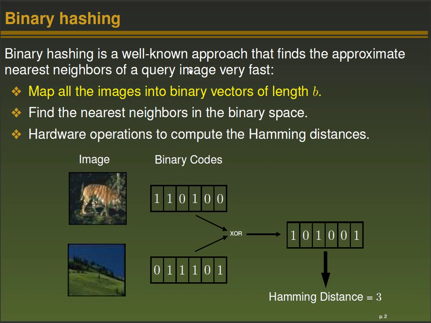Binary hashing is a well-known approach that finds the approximate nearest neighbors of a query image very fast. First, it maps the images into the binary codes. Then, it compares the images by comparing the binary codes of them. This can be done very fast because we only need hardware operations to compute the Hamming distance between the binary codes.